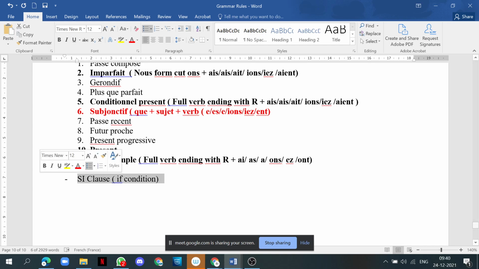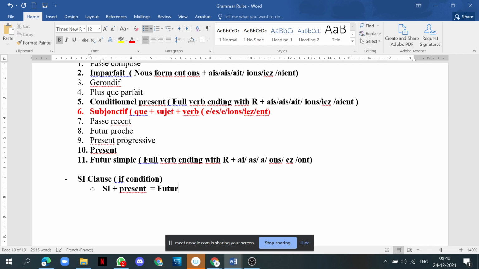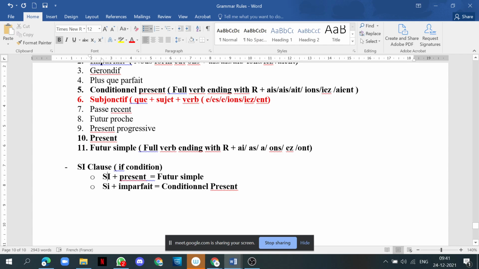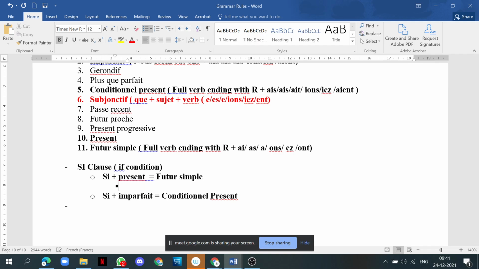Okay, so let's see the si clause. The first si clause will be si plus present, which will give you future simple. The second si clause, si plus imparfait, will give you conditional present. So these are the 2 things you might be having in your paper. Okay, so if plus si, for example, I'll give an example underneath itself.